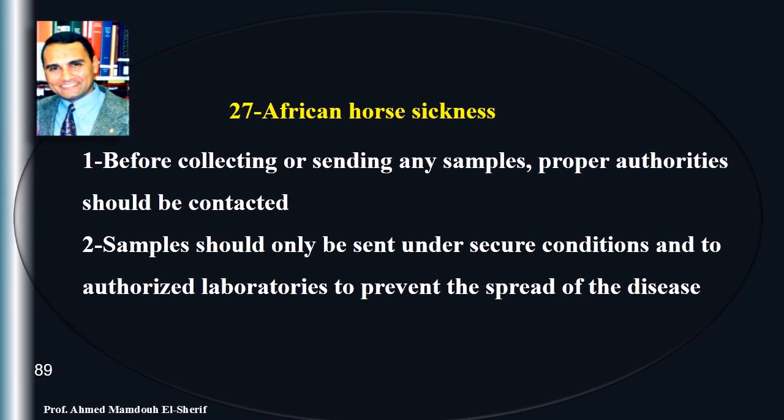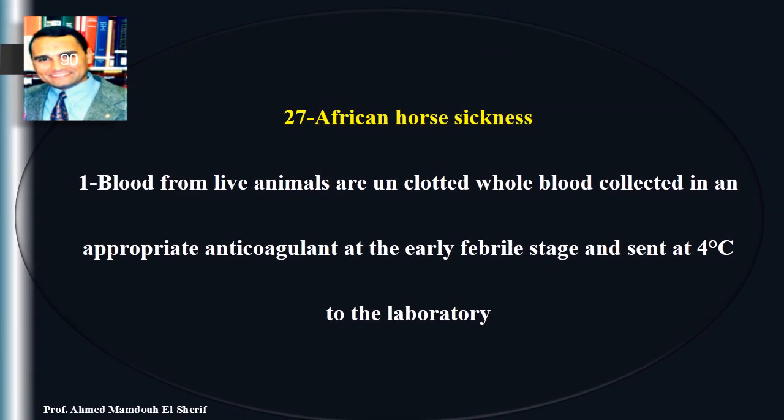In case of African horse sickness, before collecting or sending any samples, proper authorities should be contacted. Samples should only be sent under secure conditions and to authorized laboratories to prevent the spread of this disease. The first sample taken is blood from live animals: unclotted whole blood collected in an appropriate anticoagulant at the early febrile stage and sent at 4 centigrade to the laboratory.